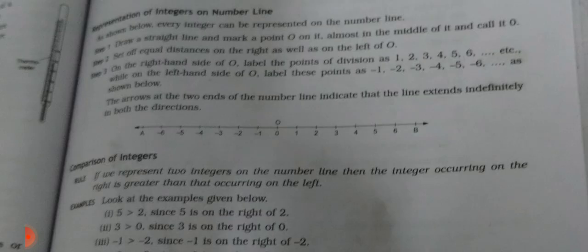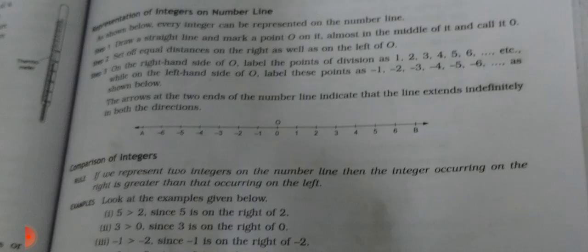Step 1. Draw a straight line and mark a point on it, almost in the middle of it, and call it 0. Step 2. Set off equal distances on the right as well as on the left of O. Step 3. On the right hand side of O, label the points of division as 1, 2, 3, 4, 5, 6, etc., while on the left hand side of O, label these points as minus 1, 2, 3, 4, 5, 6 as shown below. The arrows at the two ends of the number line indicate that the line extends infinitely in both directions.